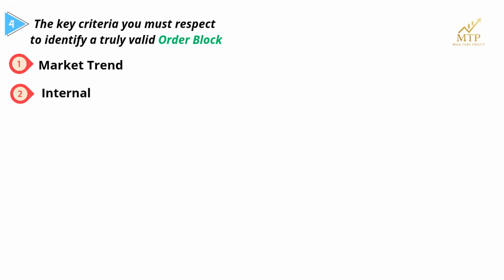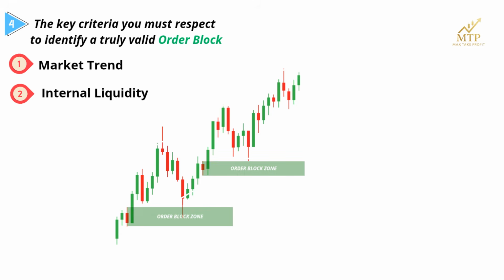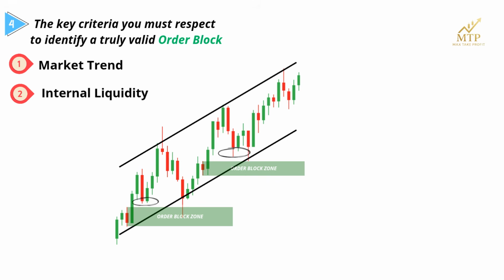2. Internal liquidity. After identifying an order block zone in the direction of the market, the last key element we need is internal liquidity. For a bullish order block, this liquidity is usually found just above the order block. For a bearish order block, it is usually found just below the order block. This internal liquidity is what confirms that price is likely to return, sweep that liquidity, and at the same time trigger our entries inside the order block.